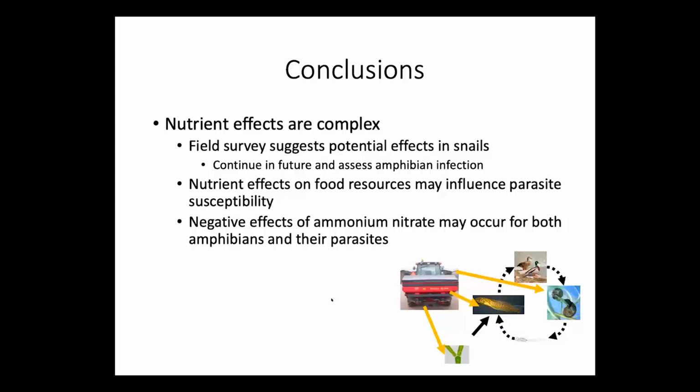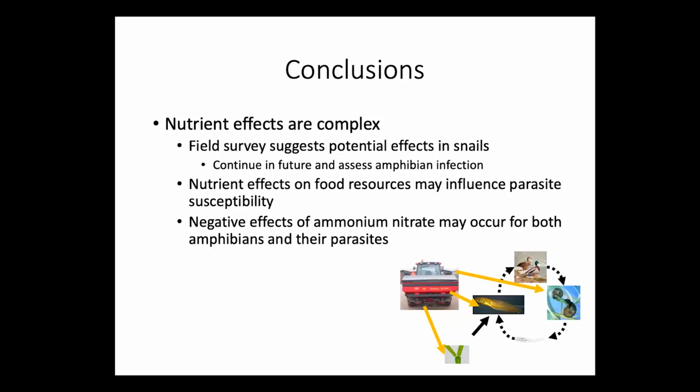So just to quickly draw some general conclusions, at least based on our survey results, we see potential effects of nutrients, although we can't completely rule out other factors, and the data are quite noisy. So we do want to continue this survey in additional years to survey these ponds. And also, we have amphibian hosts that we've collected from these ponds that we're going to assess infection levels in, to see what the consequences of changing snail density and prevalence are for amphibian infection.